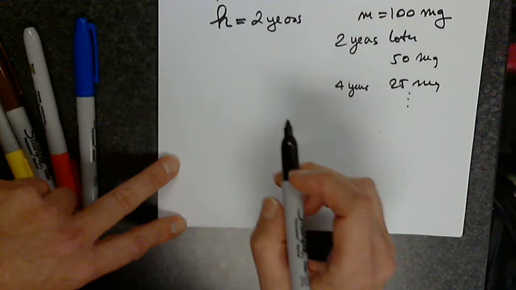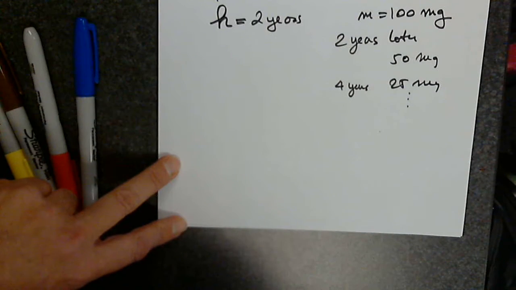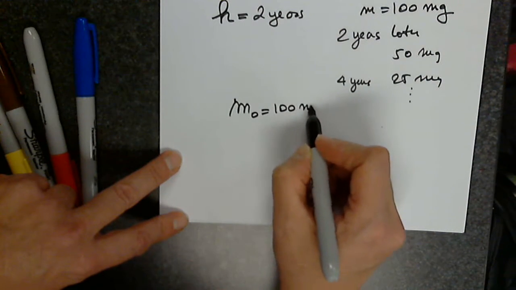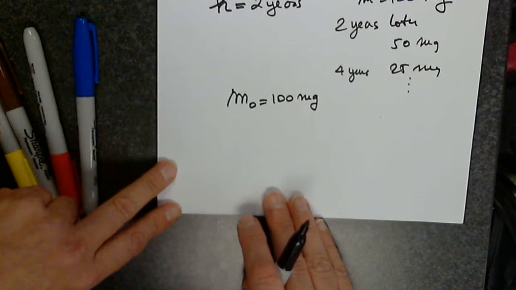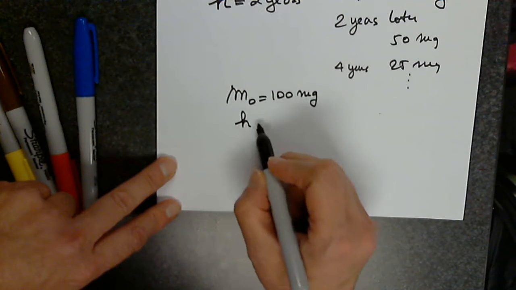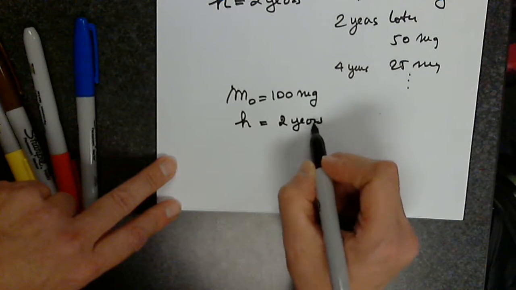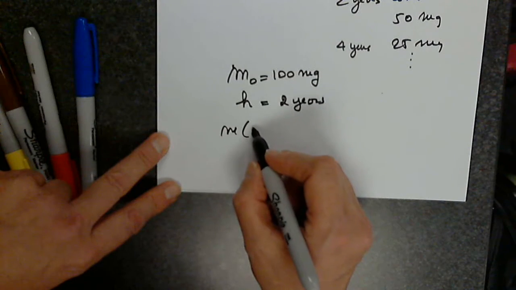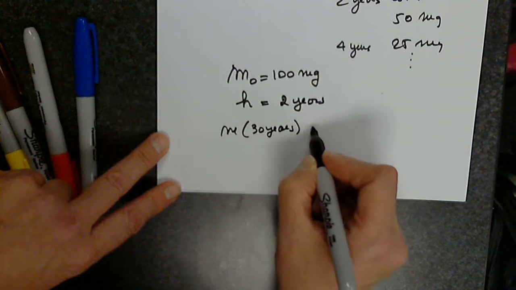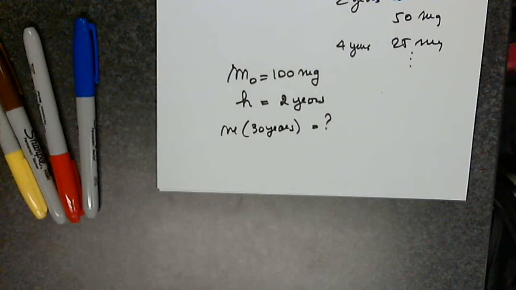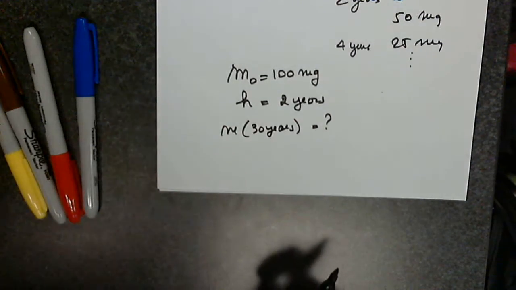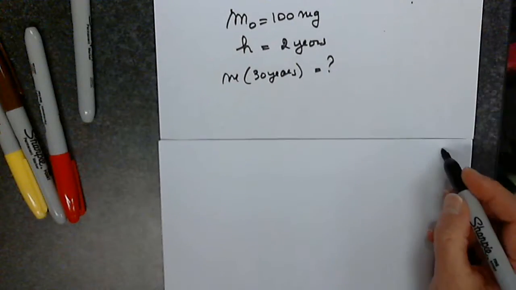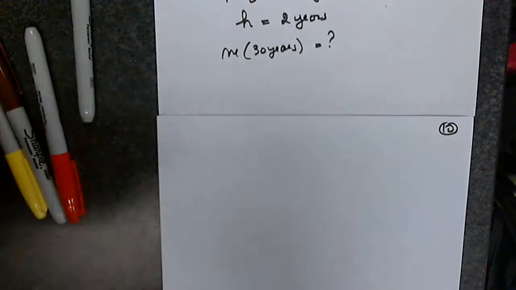Now, if I say we start with a mass of 100 milligrams, and we have the half-life 2 years. And let's say I'm asking you now, find M of 30 years. That's a question. I have 100 milligrams. I know the half-life is 2 years. And I'm asked to find how much is left in 30 years from now. Okay? Here's my first step.